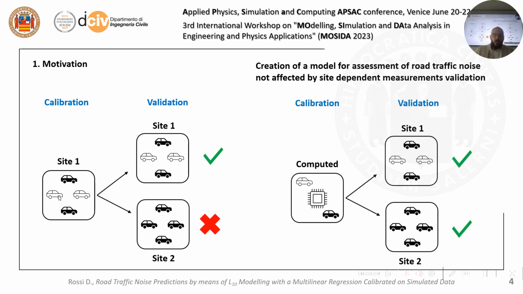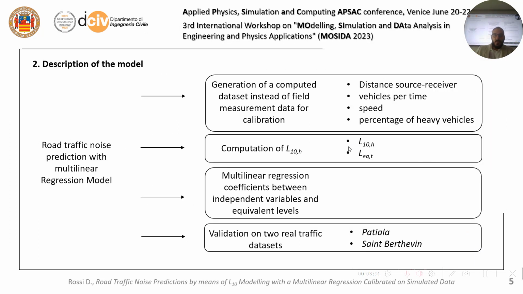If you calibrate on one specific site and then you apply it on the same site, the simulation has a certain specificity. But if you want to apply it on a new site, this specificity goes down. So the idea was, why don't we compute a data set on which we can calibrate a model, and let's check if this calibrated model can be applied on different sites. So that's what we did.